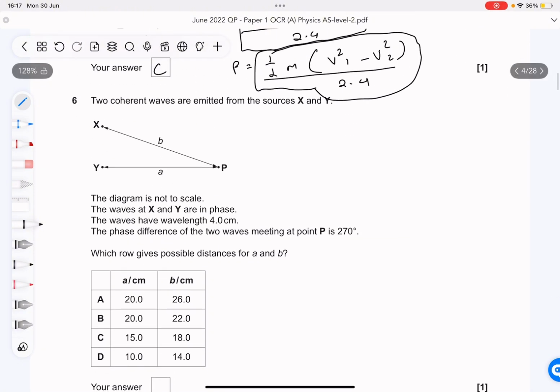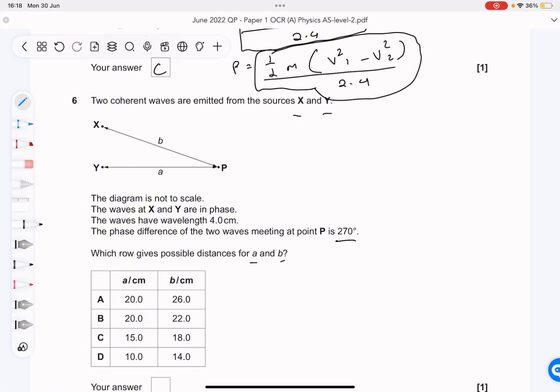Right, number 6. Two coherent waves are emitted from the sources X and Y. The diagram is not to scale. The waves at X and Y are in phase. The waves have a wavelength of 4 centimeters. The phase difference of the two waves meeting at P is 270 degrees. Which row gives possible distances for A and B?